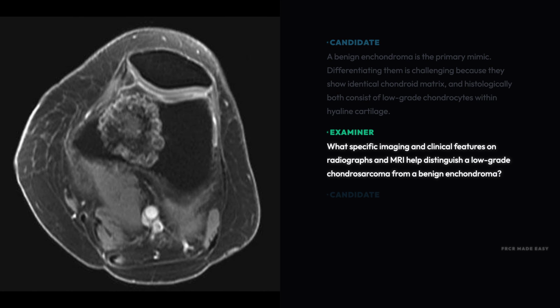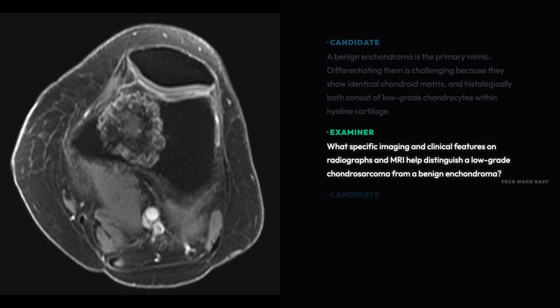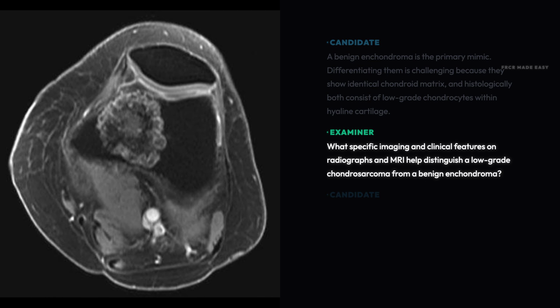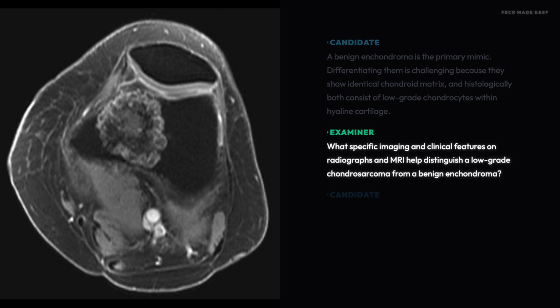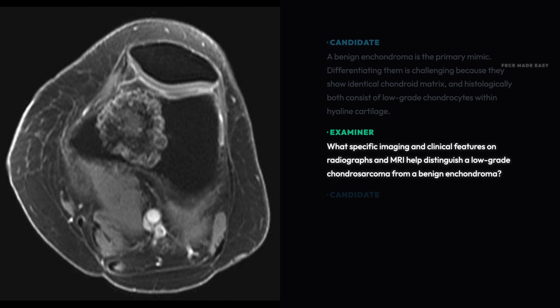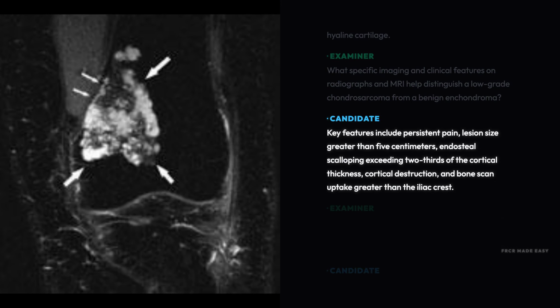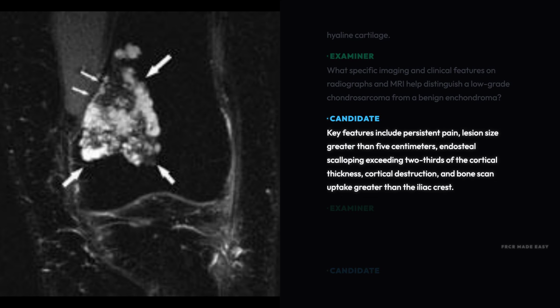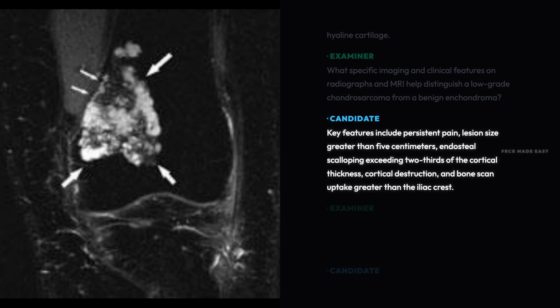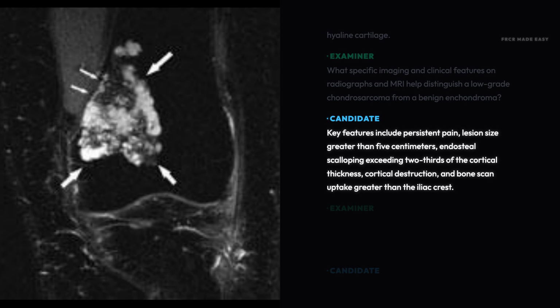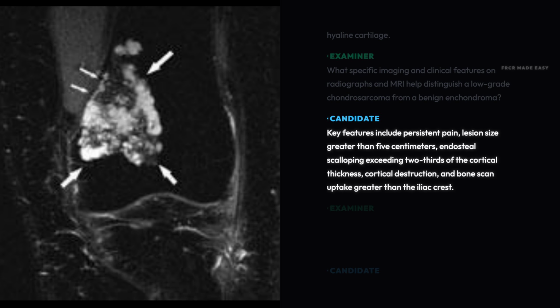What specific imaging and clinical features on radiographs and magnetic resonance imaging help distinguish a low-grade chondrosarcoma from a benign enchondroma? Key features include persistent pain, lesion size greater than 5 centimeters, endosteal scalloping exceeding 2/3 of the cortical thickness, cortical destruction, and bone scan uptake greater than the iliac crest.